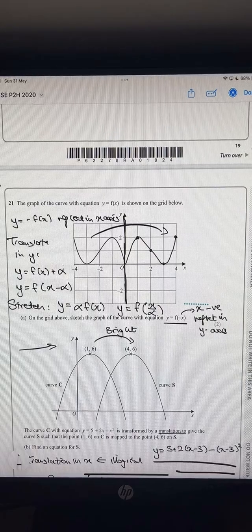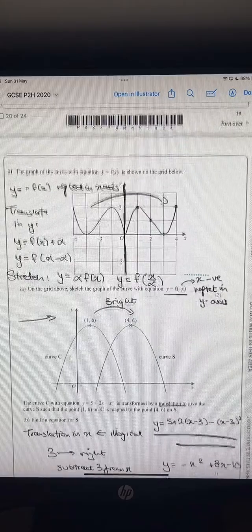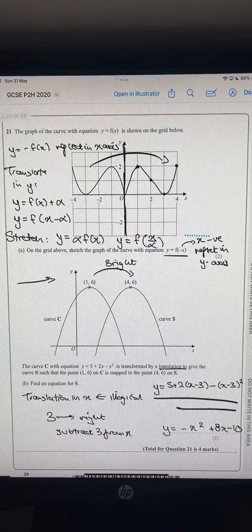Okay, so those are the main transformations you need to remember. Get familiar with those, do practice on them, draw them out. It's not too bad in the end.